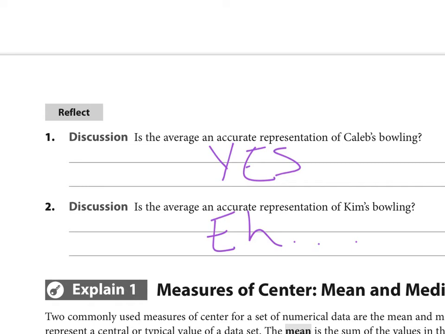I put down as a note, we don't have enough tools in our belt to say that it's inaccurate yet or why it's inaccurate, but we should be able to see that that's not a very telling statistic, right? While it is true mathematically, it doesn't necessarily tell us how Kim bowls. So let's keep moving on and add some tools to our tool belt.